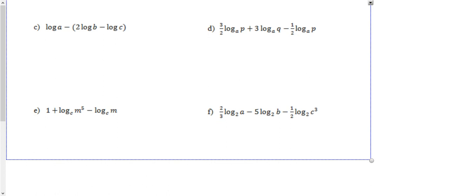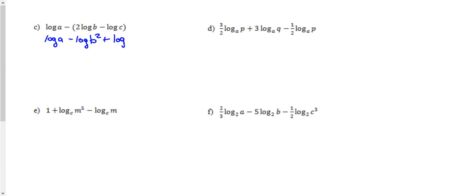In example C, we have log a, and this time we have brackets, so there's some sort of ordering going on there, so don't forget, because it's also subtraction. So here we have log a minus, and this 2 I'm going to move up, so this is now minus log b squared plus log c. And why is it plus? Because two negatives would have made it a positive. You distributed in that negative. So this is now equal to log of a times c in our numerator, all divided by b squared in our denominator.